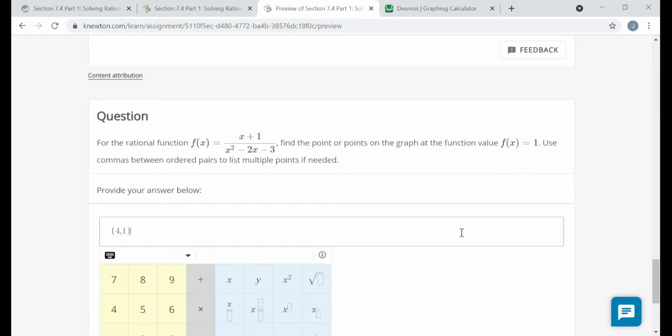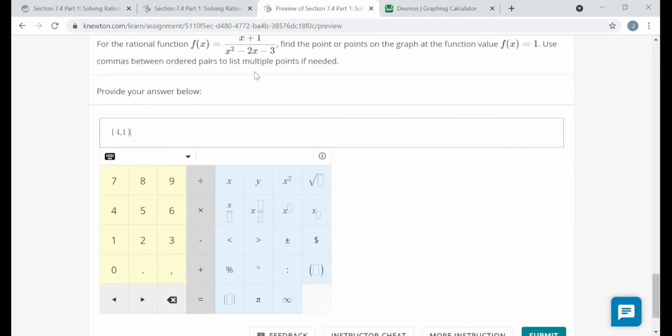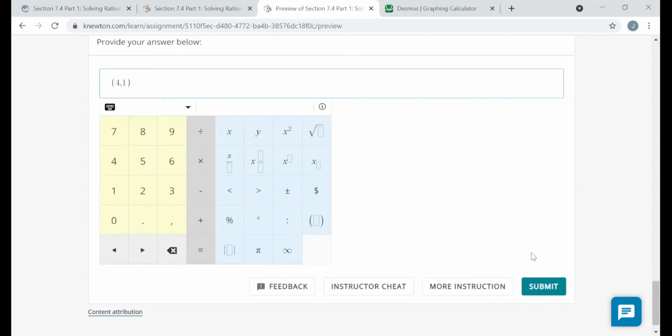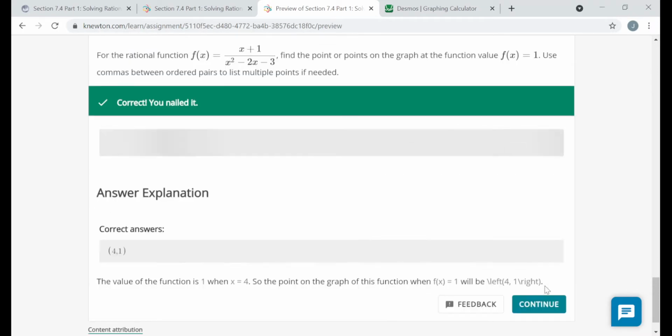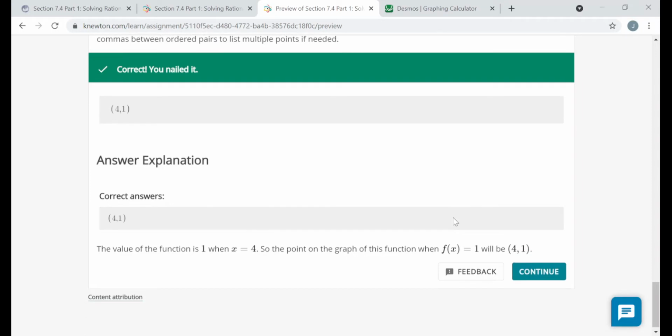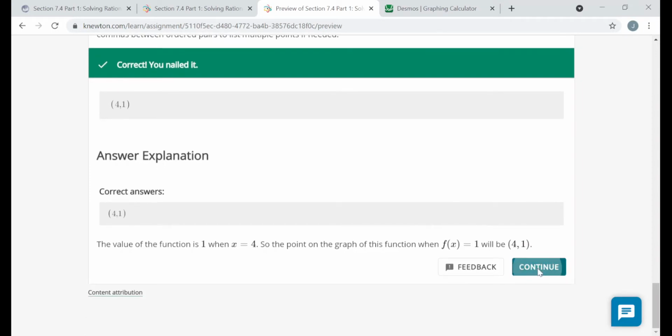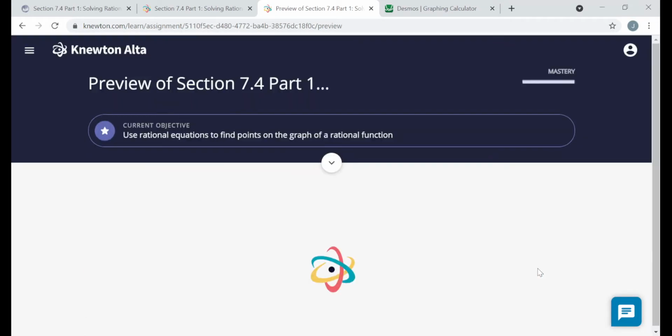All right, but I've already entered the ordered pair here, and there aren't multiple points, so I don't need a comma or anything. There's only that one point that we found that has an output of 1. Input 4, output 1. And wonderful. Okay, great. And that should be it for this version of the assignment.